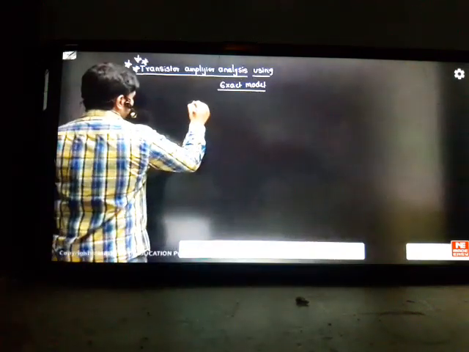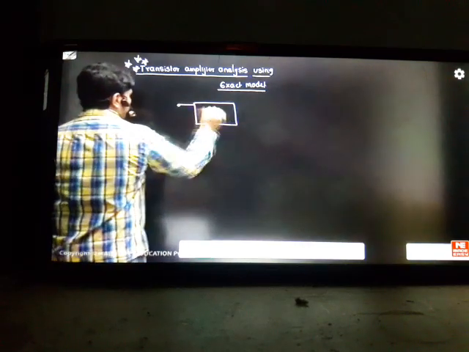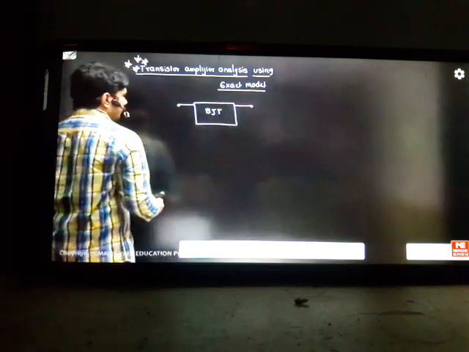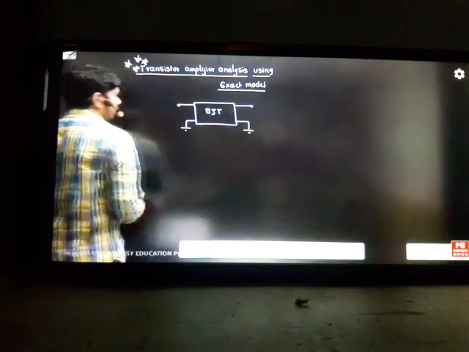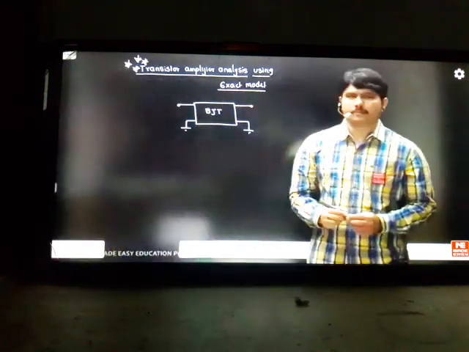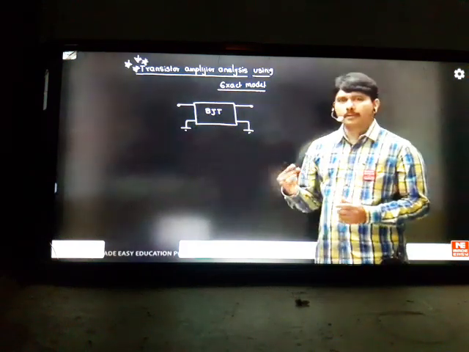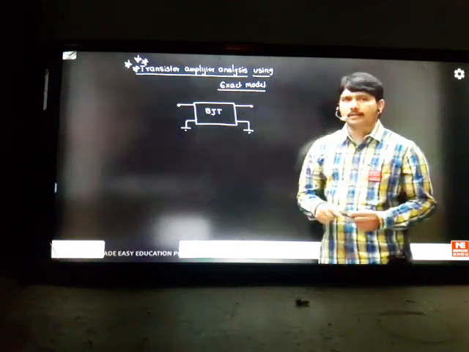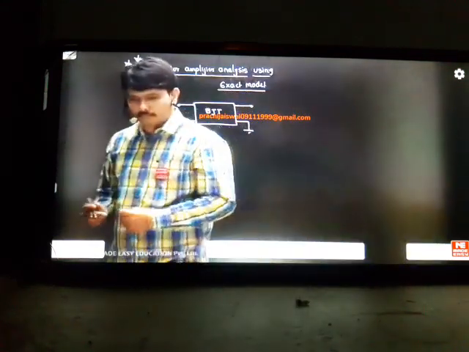Suppose this is your BJT device. We have this as the input port and this as the output port. For any configuration, we have one input port and one output port, and one common port on both sides. Generally, we have only three terminals in BJT: emitter, base, collector. If this is a common emitter amplifier, the emitter is common. If it is a common base, this is the base, which is common for us, and the other two terminals work as one input and one output.